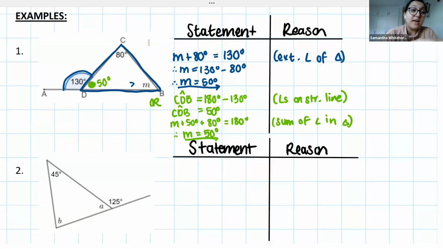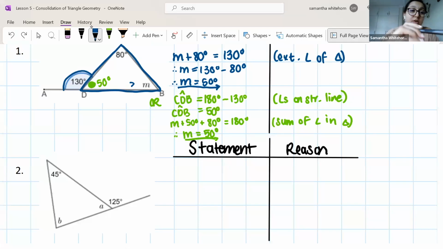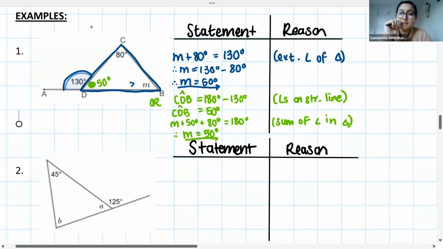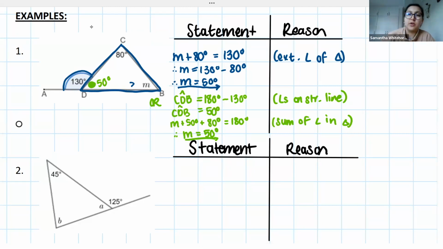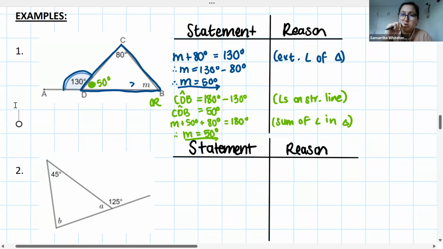I'm going to try again. Anyone want to raise their hand and help me with question 2? Obviously, we're not forcing you, but if you are feeling brave, if you want to give it a go.